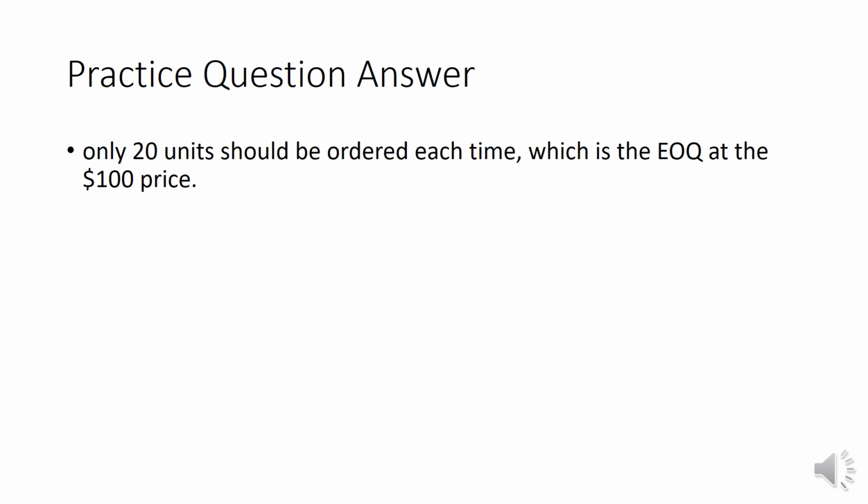Let's see the answer. Only 20 units should be ordered each time, which is the EOQ at the 100 price. So over here you see we will not be availing any kind of discount. The initial price will be used. So you see how things evolved. It is very attractive to go for the least price.